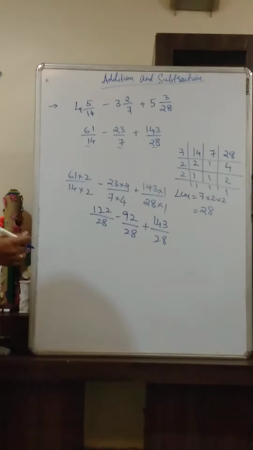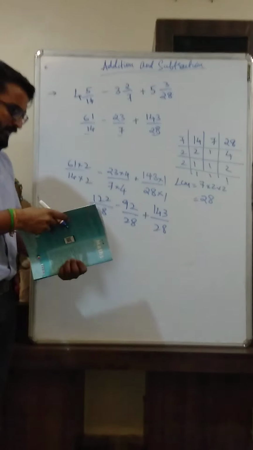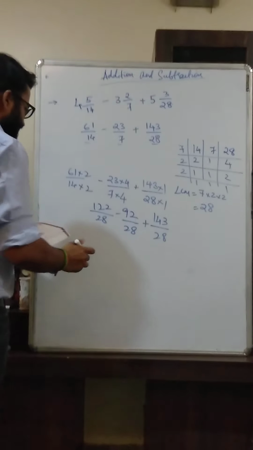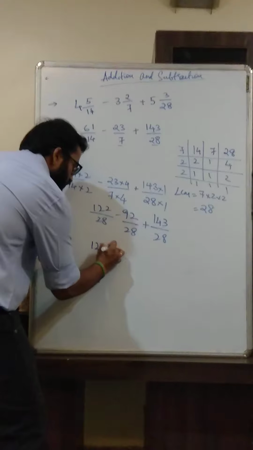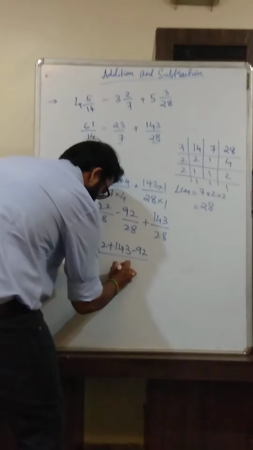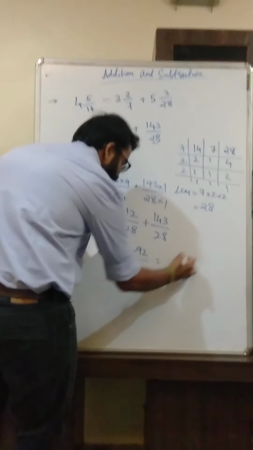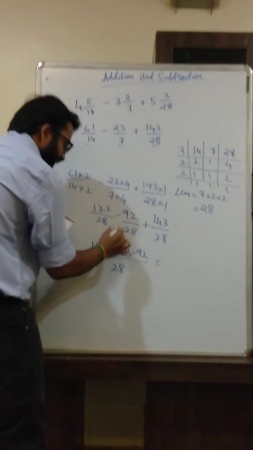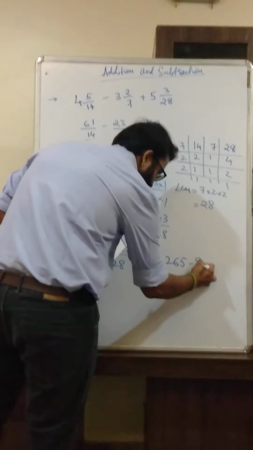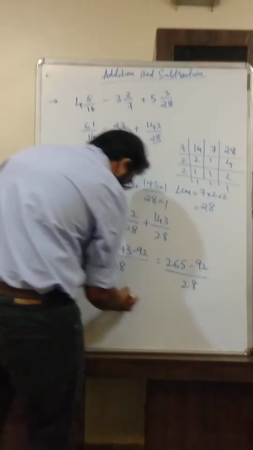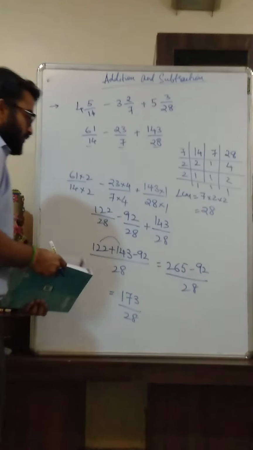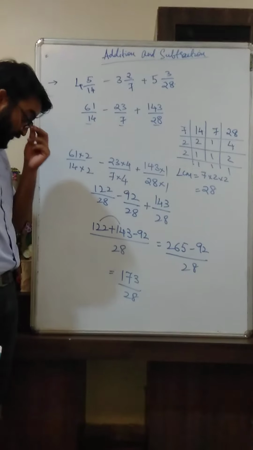If you see, two numbers are positive and 1 is negative. First what you have to do, you have to add both the numbers. 122 plus 143 minus 92 by 28. So addition of 122 and 143 will be 265 minus 92 by 28. So the answer would be 173 by 28.